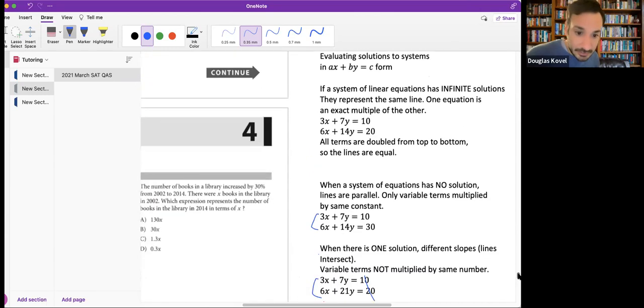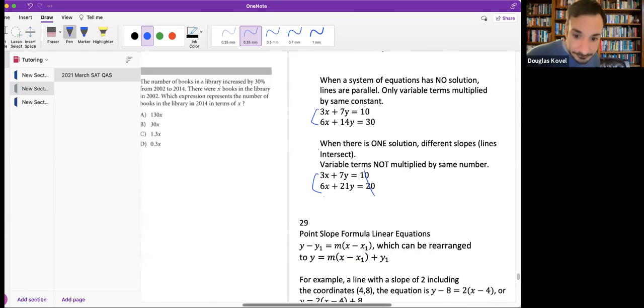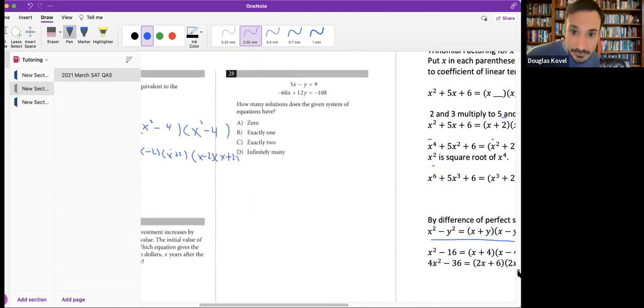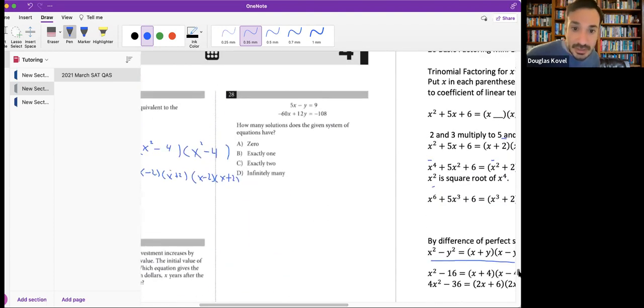So now let's take a look at question 28. And we'll figure that one out. All right, so right away I could get rid of choice C. That's never going to be a possibility on linear ones. That can be on quadratics, but for linear, it's going to either be A, B, or D.